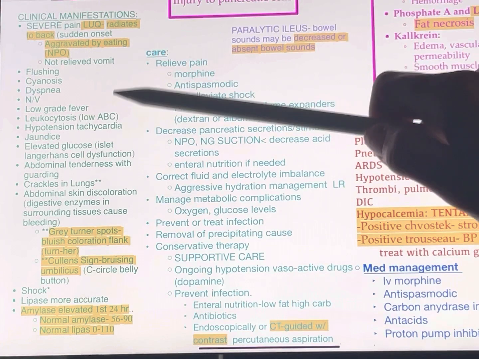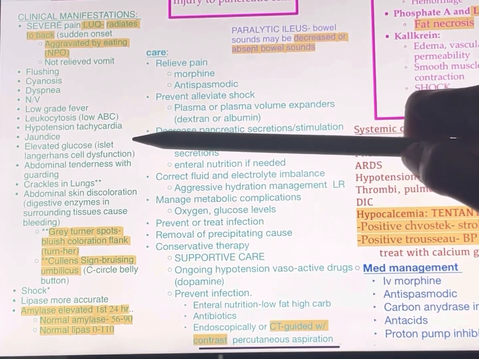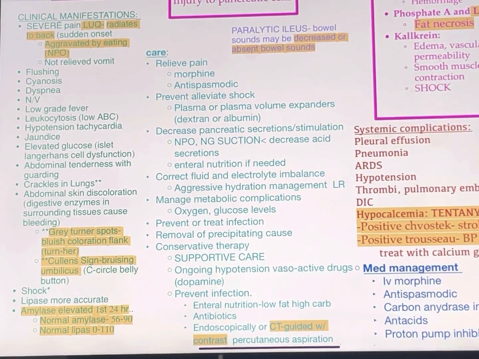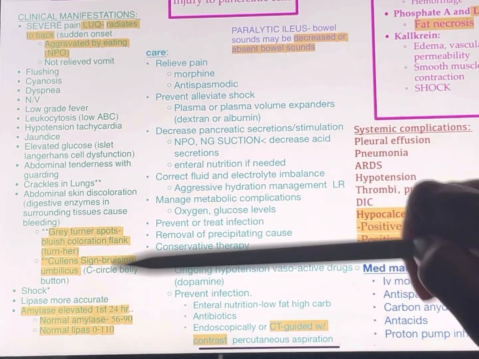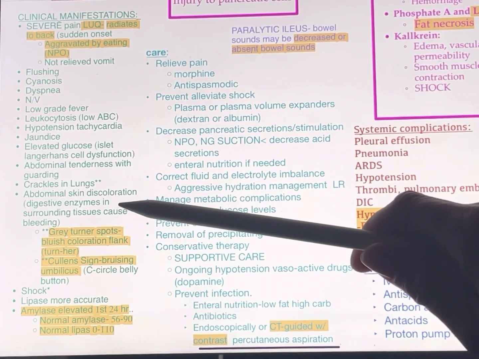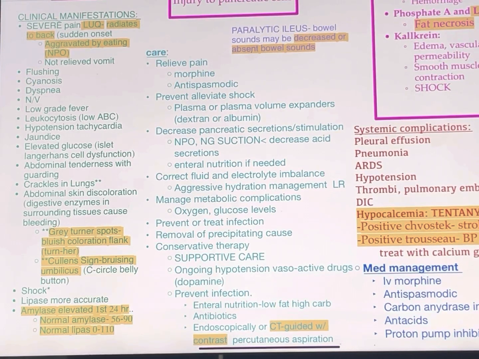You might see flushing, cyanosis, dyspnea, nausea, vomiting, low-grade fever, leukocytosis, which is a high white blood cell count, hypotension, tachycardia, jaundice often with worsening cases, elevated glucose due to the islets of Langerhans cells dysfunction, abdominal tenderness with guarding, crackles in the lungs, and abdominal skin discoloration. This is due to the digestive enzymes in the surrounding tissue that we talked about with the pathophysiology. This can cause bleeding into the area as well as irritation.